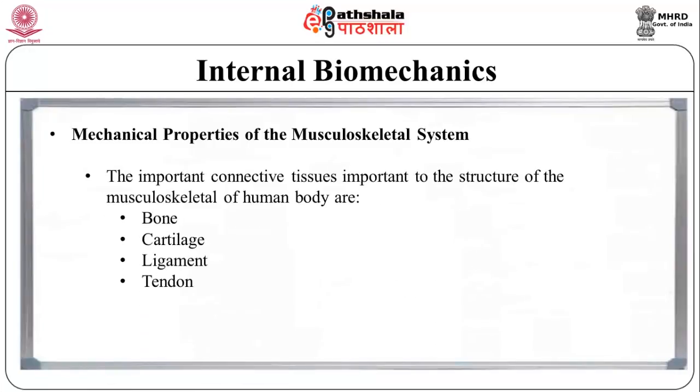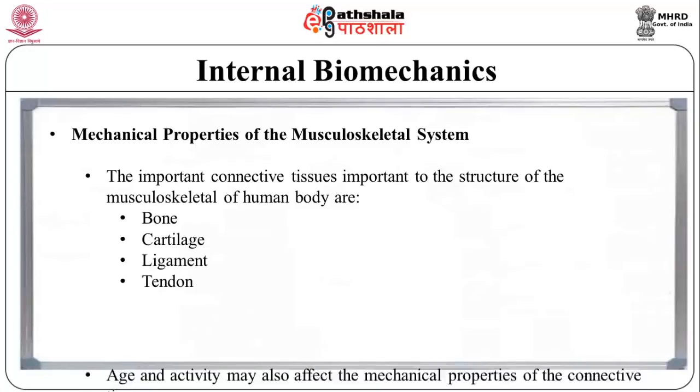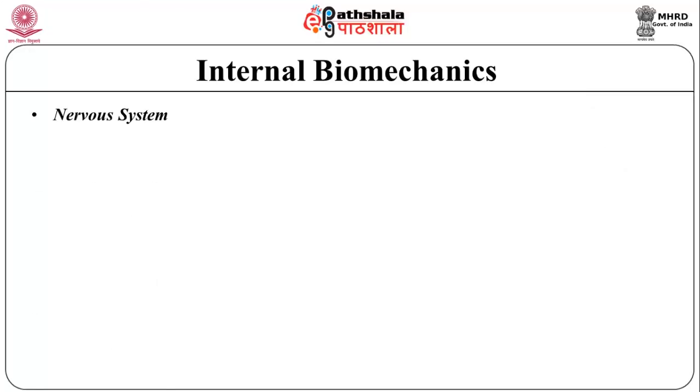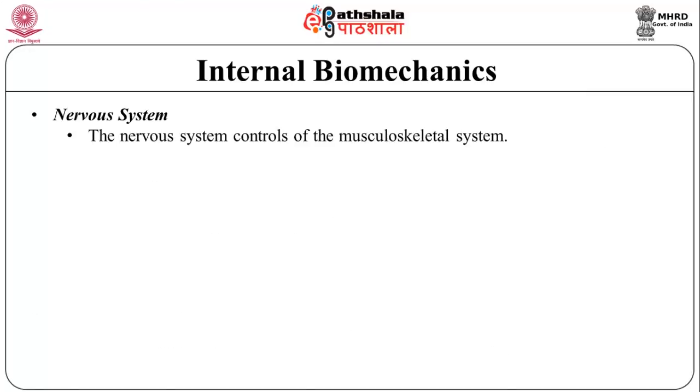Internal biomechanics. Mechanical properties of the musculoskeletal system. The important connective tissues. Important to the structure of the musculoskeletal system of the human body are bone, cartilage, ligament, and tendon. Age and activity may also affect the mechanical properties of the connective tissues. Next is the nervous system, very important. The nervous system controls the musculoskeletal system.